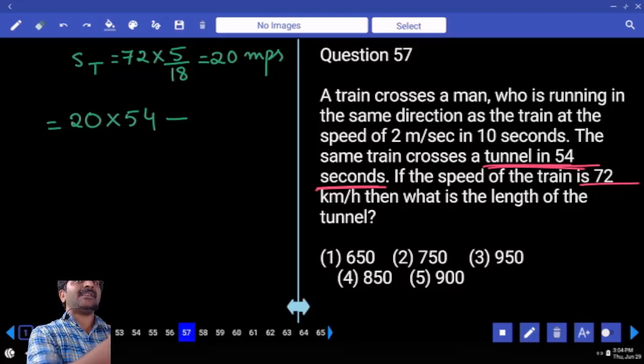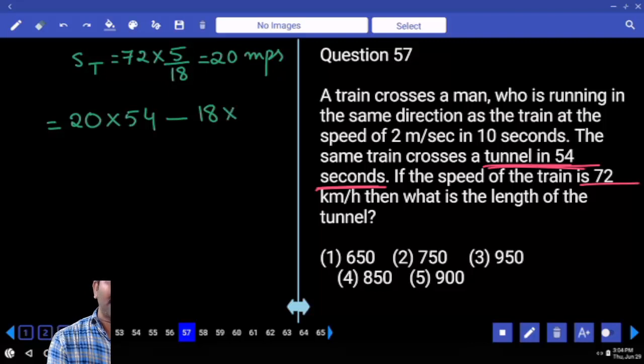Both are running in the same direction, so relative speed is S1 minus S2. Train speed 20, person speed 2, relative speed 18. Do you need conversion? No, it is already in meters per second. Into the time taken, 10 seconds. That gives you the final answer.